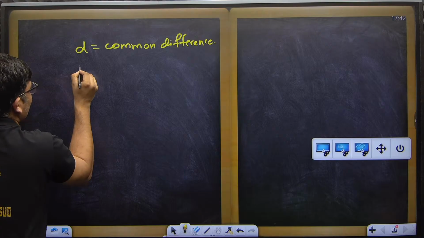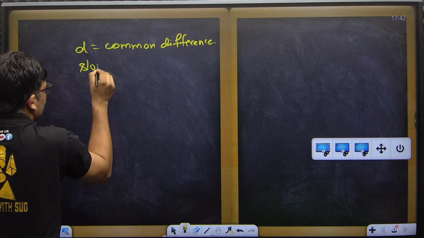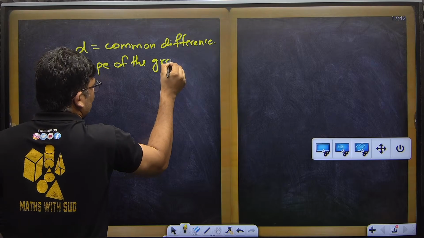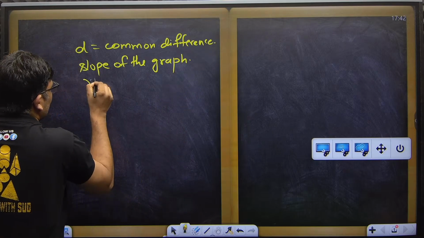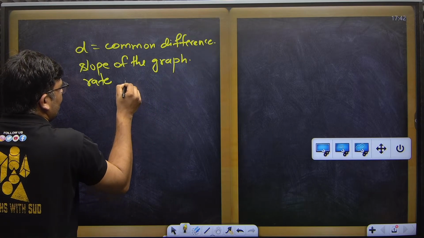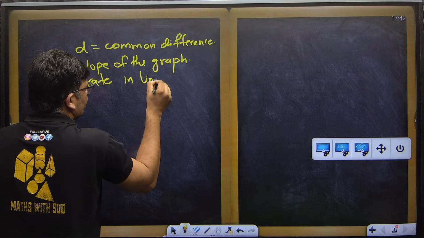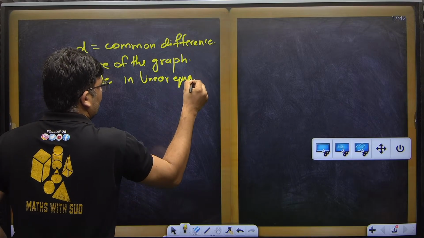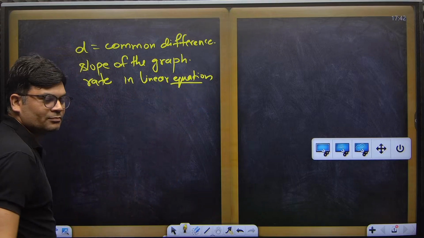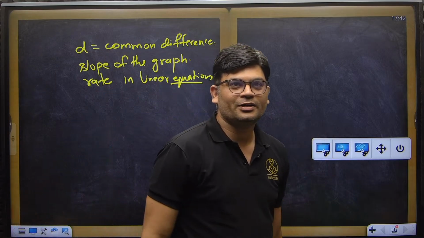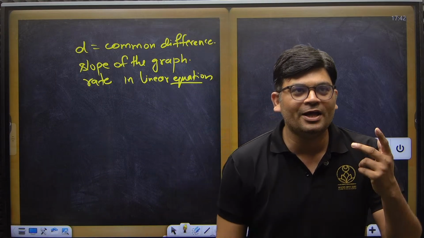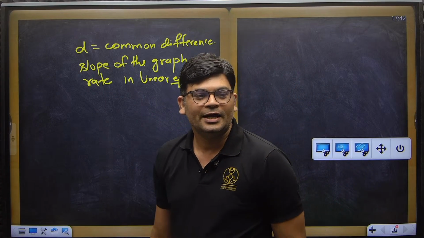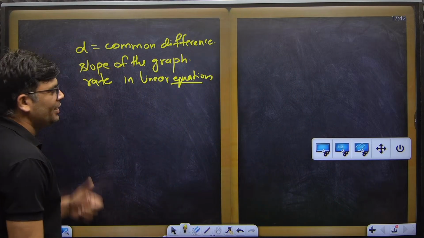Which is also known as the slope of the graph, which is also known as rate in linear equation. Have you heard of taxi fare? The question like taxi fare, the question like librarian, the rate. It is same as D.